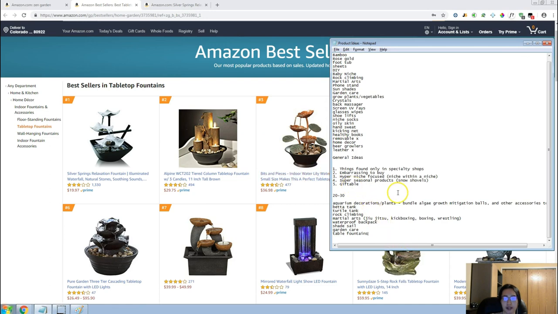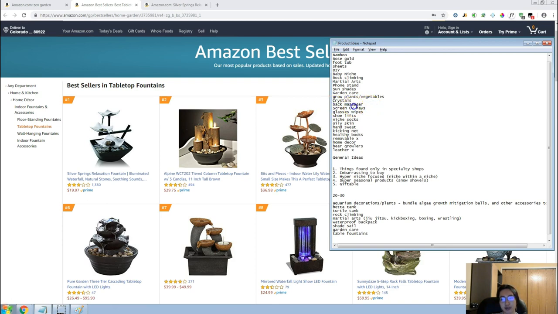So I'll add this to the list and we'll keep going. And all that from crystals. All that from crystals. It's crazy. No, Zen Garden. And Zen Garden came from crystals. So, how many niches did we skip to get to here?